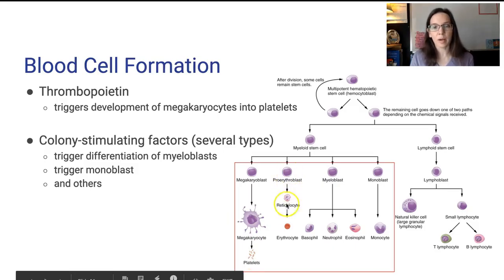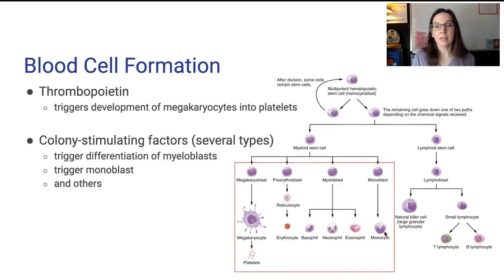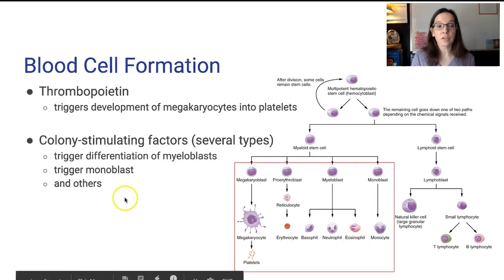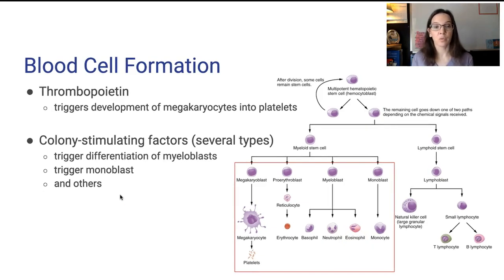Now, we already talked about erythrocyte for erythropoietin. Colony stimulating factors are going to trigger the myeloblast and the monoblast to develop into a monocyte. The myeloblast is going to become the basophil, neutrophil, and eosinophil. There are some other types of colony stimulating factors as well, but this is as far as we're going to talk about them in this video.